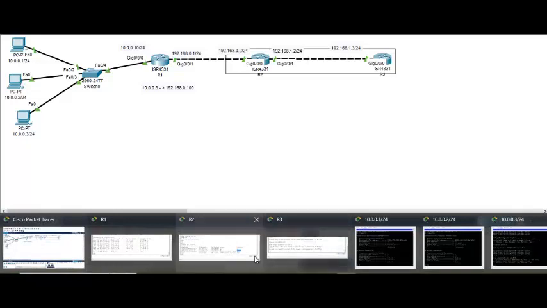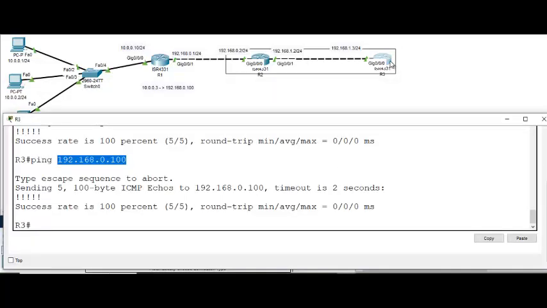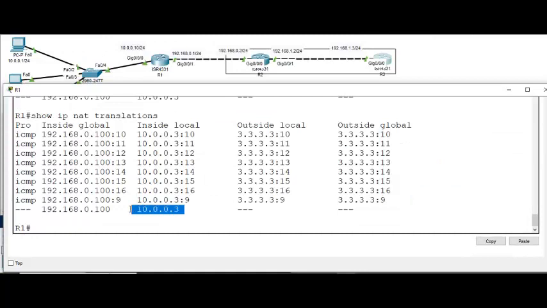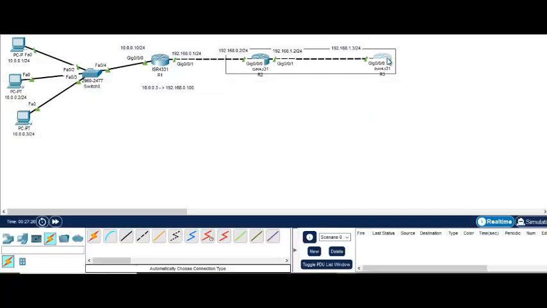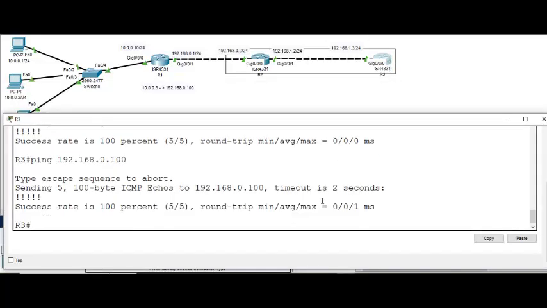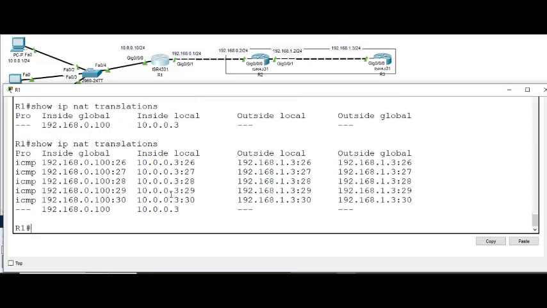I'm not pinging wrong. I'm pinging correct only. If I ping to this address, where will the packet go? You understood? If I ping from here, the packet will go to 10.0.0.3. Where was the packet coming from? It was coming from outside, 1.1.1.3. Yes or no? It hit this address, so it got translated to this address. You understood?